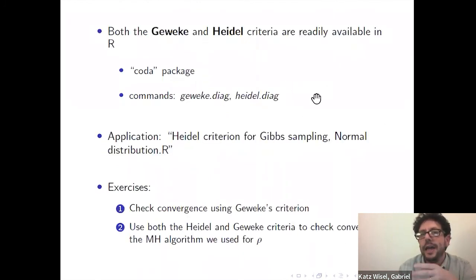All these diagnostics, Geweke and Heidelberger, are readily available in R through the coda package. And you have some exercises here and an R script in which I use the Heidelberger criterion to assess convergence.